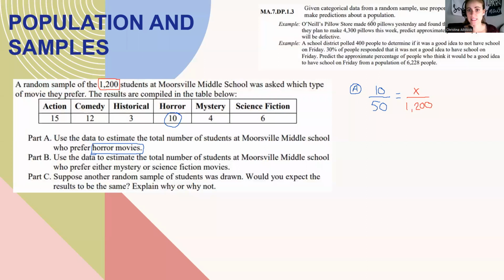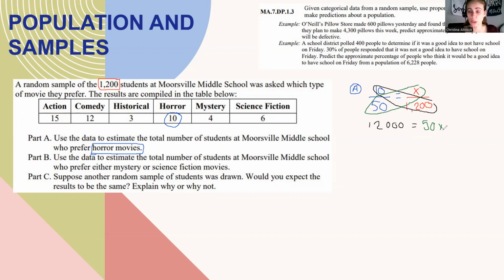Now that our proportion is set up, we can use cross multiplication to solve. So first, I'll multiply this way across. 10 times 1,200 is going to give us 12,000. And that is equal to when you multiply the other way across. So 50 times x, which would just be 50x. Now we have a one-step equation that we can solve.